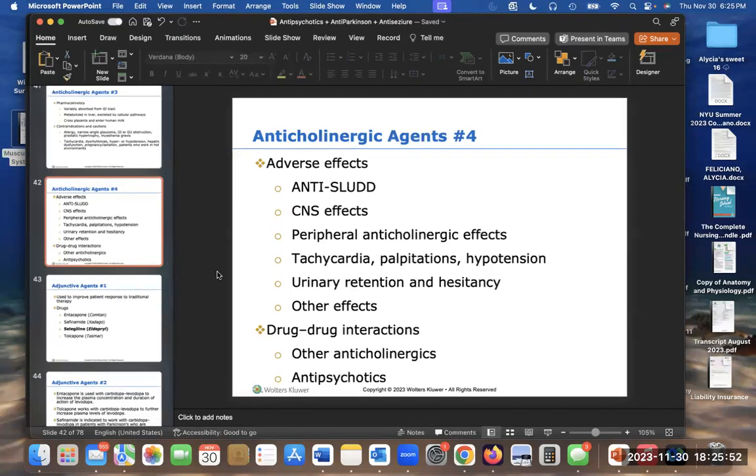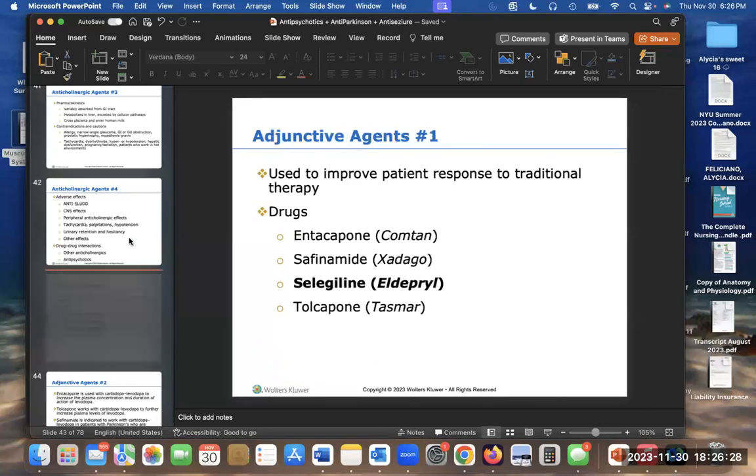Now, adverse effects of anticholinergics are anti-SLUD. If they were cholinergic drugs, the adverse effects would be SLUD. CNS, because it works in the CNS, parasympathetic system. Okay, watch out for tachycardia and palpitations because of that sympathetic-like stimulation and potential hypotension. The urinary retention and hesitancy is from that sympathetic-like stimulation. Drug-drug interactions, other anticholinergics, right? If you're given 2 at a time, oh my God, they may never go to the bathroom, or they might have CNS depression, we don't want that. And antipsychotics, okay? But if it's the antipsychotics that are causing that EPS, then we use it, okay?